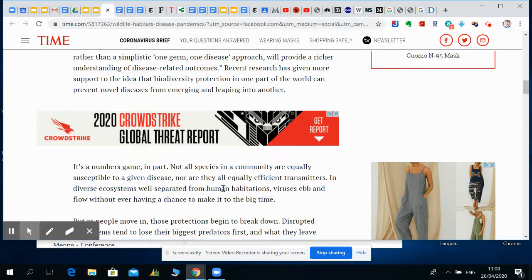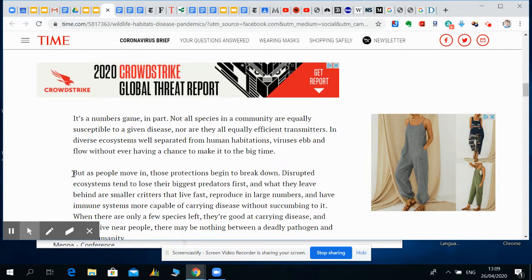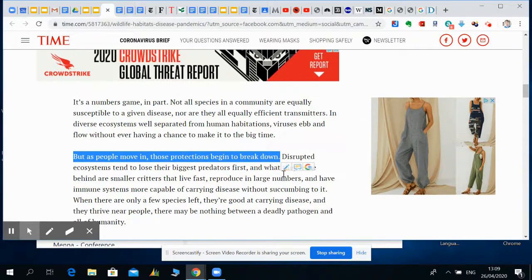So let's go on. Nor are they all equally efficient transmitters, okay? In diverse ecosystems well separated from human habitations, viruses ebb and flow without ever having a chance to make it to the big time. But as people move in, those protections begin to break down. Now, I can connect that to what I already know about the fact that very, very often disturbances from human beings in an ecosystem make that ecosystem much less resilient. Like if we plow agricultural land and destroy the wildflowers and the natural plants, then we destroy the habitats for bees and the whole system becomes less resilient because there's less pollination. I could probably think of a bunch of other examples there.